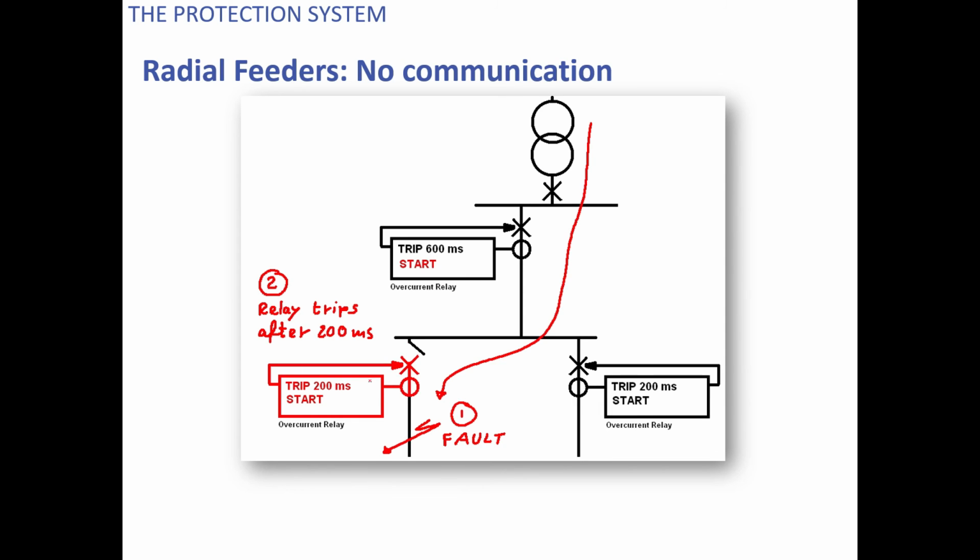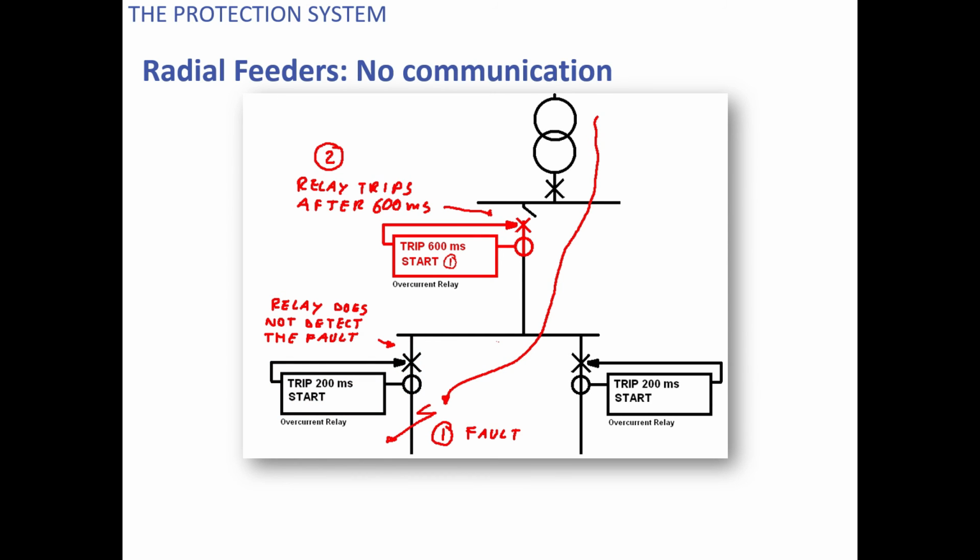Now suppose there is a fault at this particular point. Once there is a fault at this point, this relay will see the fault current, and this relay will also see the fault current. Once this relay sees the fault current, and if this fault current is beyond the overcurrent relay setting, it will issue a trip command after 200 milliseconds, and this breaker will open, and finally the fault will be isolated. Once this breaker opens, the fault will be isolated and this relay also resets.